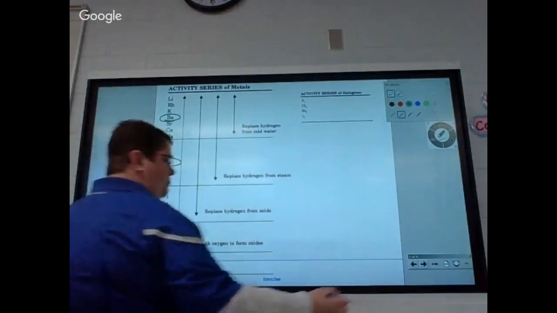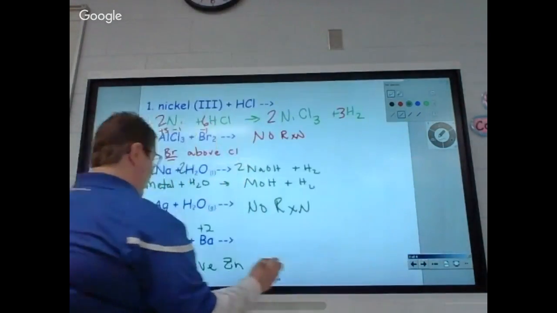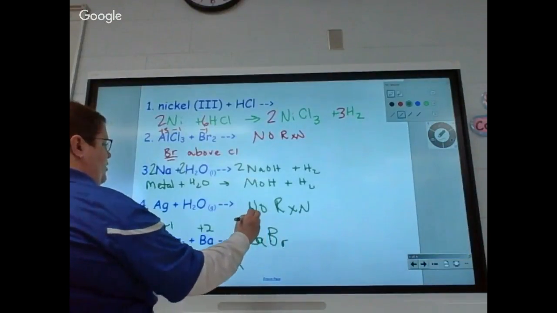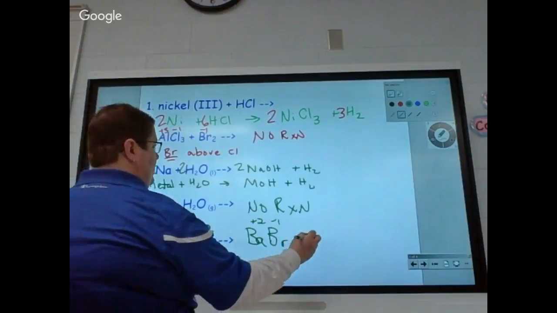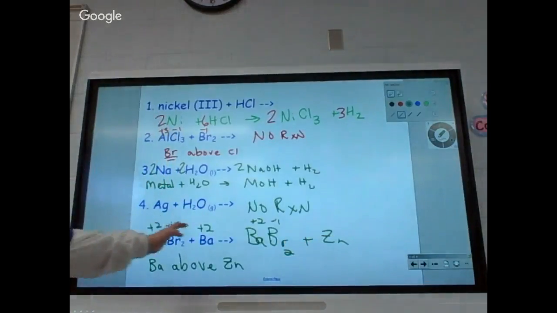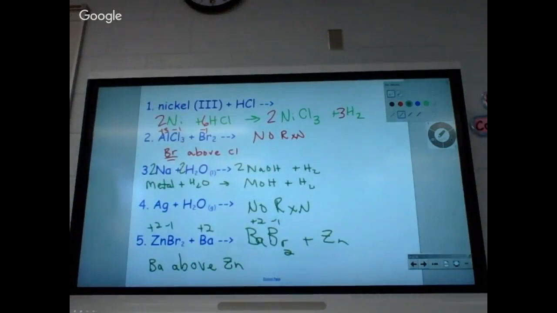Yep, so our two products are BaBr2, +2 -1, plus Zn, which is not diatomic, so it gets nothing. And this one is already what? So we don't have to do anything else to it. Questions? Any questions about anything? No?